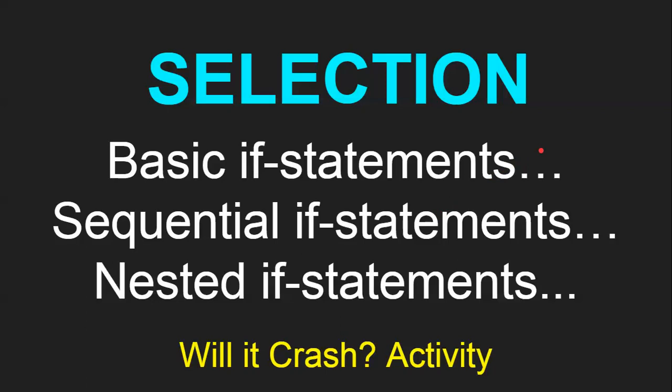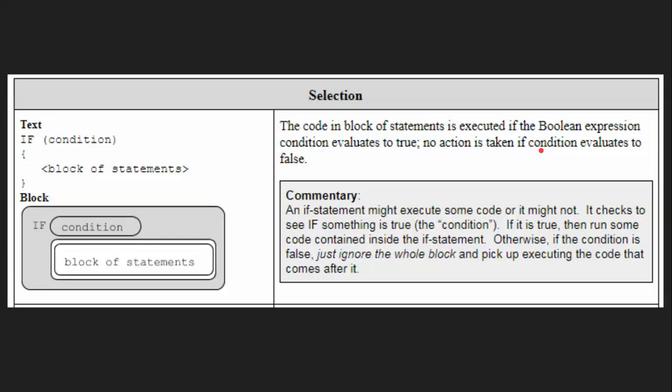So let's get started. We're going to go back to the pseudocode packet, and there's a whole section on the pseudocode packet dedicated to selection. It starts with your basic if statement. It says, if this condition is met, then do this. Now it's easy for us to follow when we're looking at the blocks, right? If this condition is met, then we're going to do what's inside here.